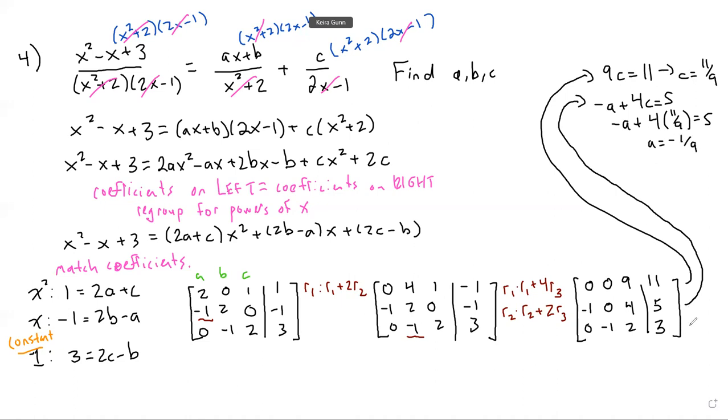And then finally the last equation, I'm running out of space, but that's okay. I've got -b plus 2c is 3. So that's -b plus 2, and we've got that c again, 11 over 9, equals 3. I can shove that over a little bit. If we rearrange and solve for that, that should give us that b is -5 over 9, I believe.